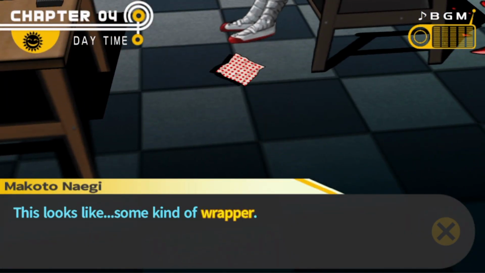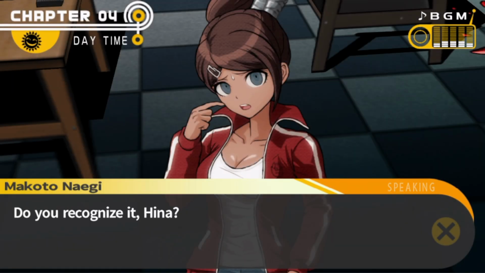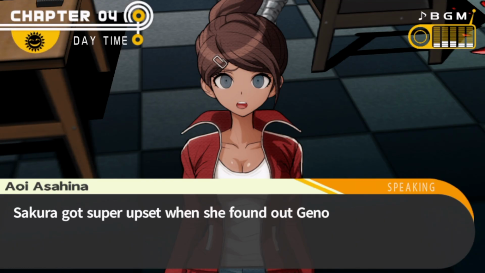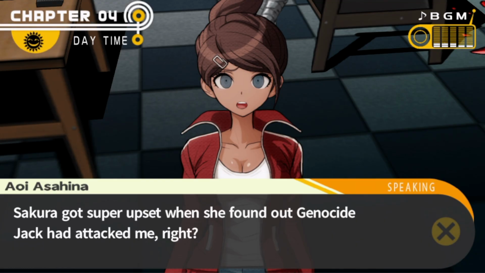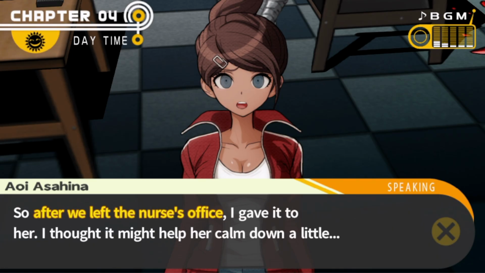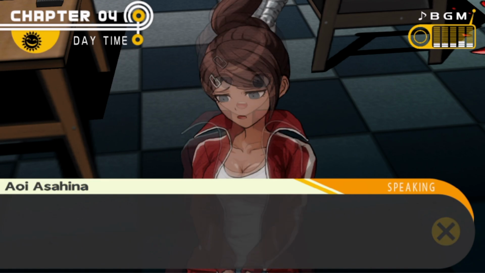This looks like some kind of wrapper? Do you recognize it, Hina? Well, yeah. I mean, I gave it to her. That's a candy wrapper. Sakura got super upset when she found out Genocide Jack had attacked me, right? So after we left the nurse's office, I gave it to her. I thought it might help her calm down a little. So you gave that candy to Sakura?